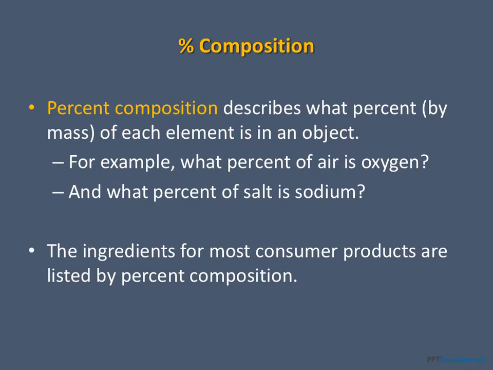And so now we're going to talk about some quantitative aspects of chemical formula. First of all, a definition for percent composition. When a chemist talks about percent composition of a substance, first of all, they're talking about percent by mass. That's an important thing to realize. And it's percent by mass of each element that's in the object.